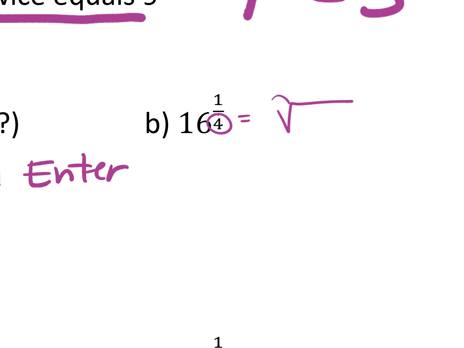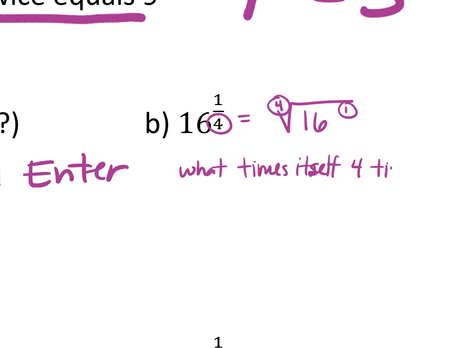Is that the number here or the number here? The root, right? It's this one, the 4th root of 16 to the 1st power. Well, 16 to the 1st power is 16. So the question you should be asking yourself is what times itself 4 times is 16. Anyone know what times itself 4 times gets you 16? 4. Not 4, 2, right?